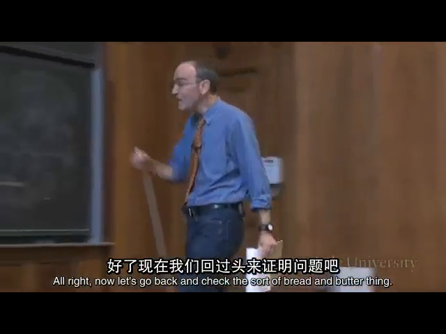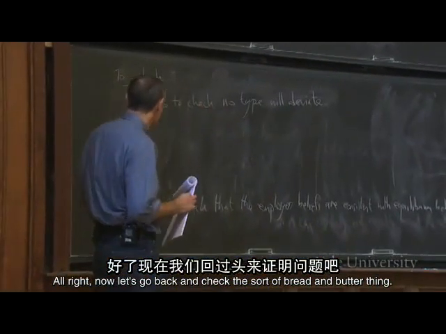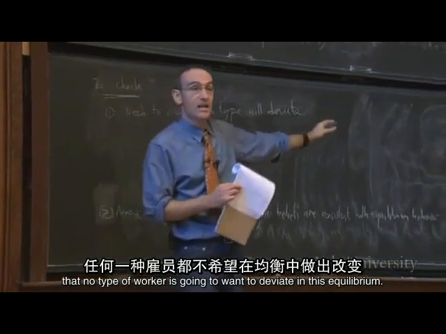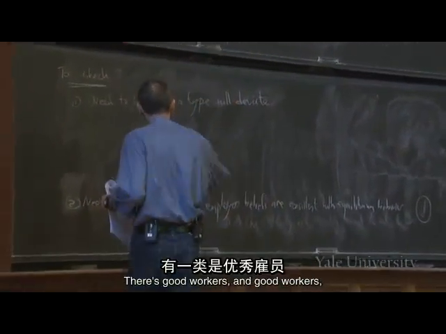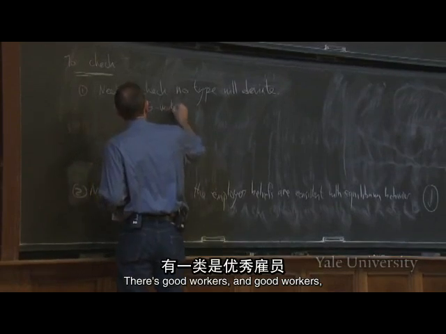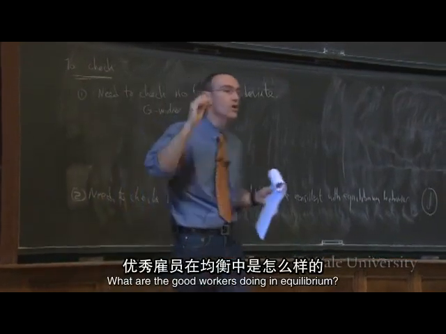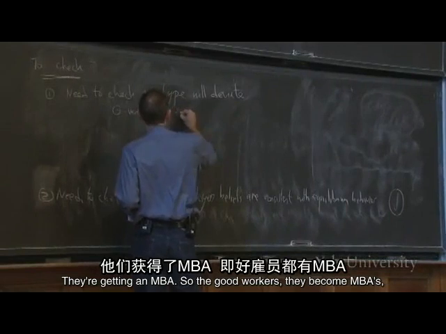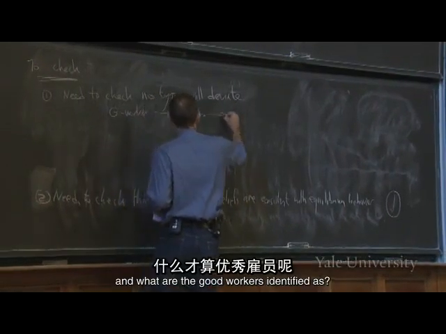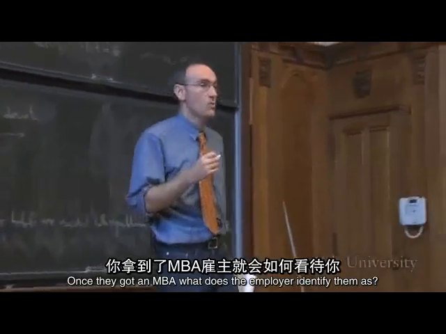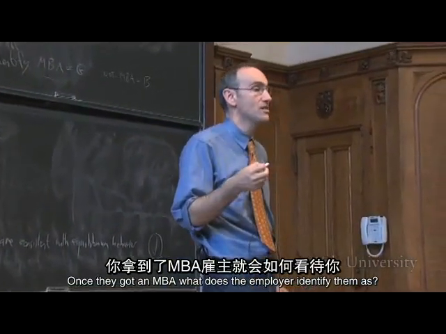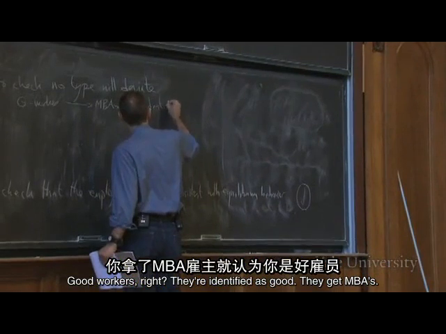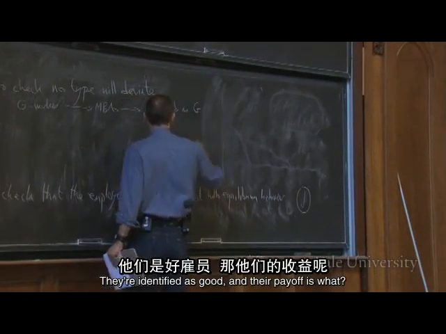All right. Now let's go back and check the bread and butter thing. The bread and butter thing is we need to check that no type of worker is going to want to deviate in this equilibrium. So there's two types of worker. There's good workers, and what are they doing in equilibrium? They're getting an MBA, right? So the good workers, they become MBAs. And once they've got an MBA, what does the employer identify them as? Good workers, right? They get MBAs. They're identified as good.